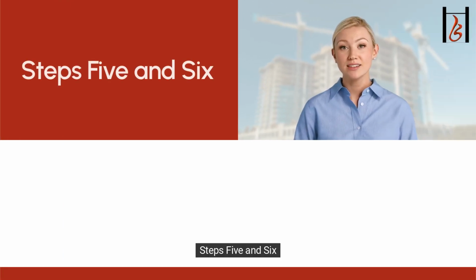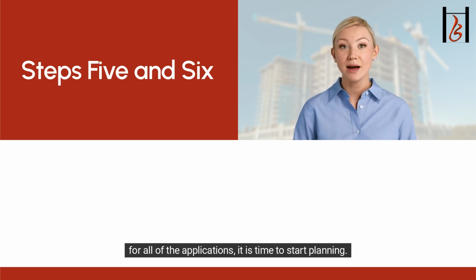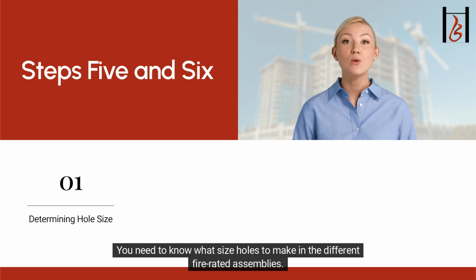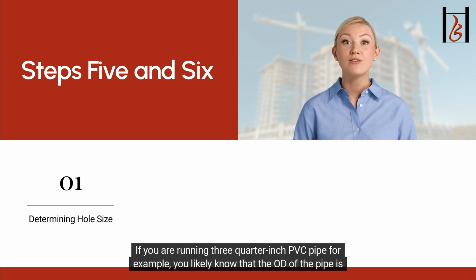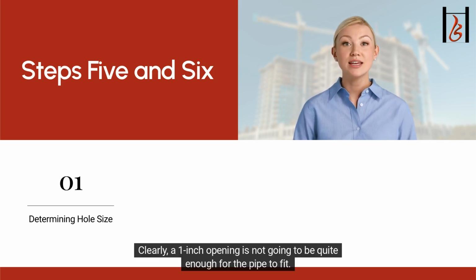Steps 5 and 6. Once you get a list of all of the different applications that will need Firestop and you have a Firestop detail for all of the applications, it is time to start planning. You need to know what size holes to make in the different fire-rated assemblies. If you are running 3/4-inch PVC pipe, for example, you likely know that the OD of the pipe is just more than 1 inch. Clearly, a 1-inch opening is not going to be quite enough for the pipe to fit.